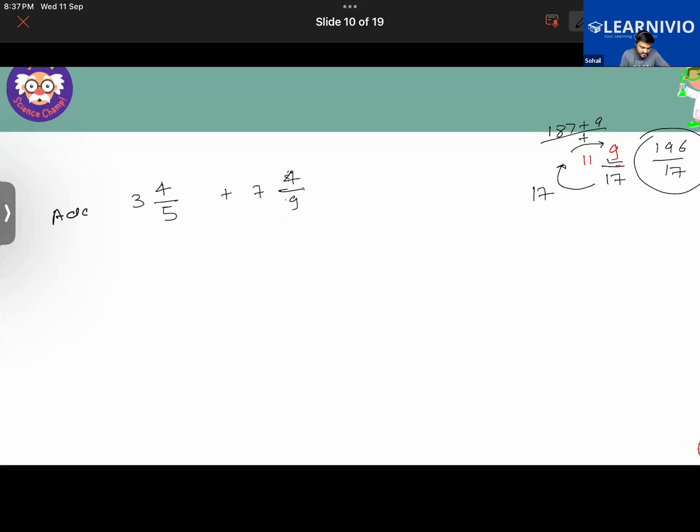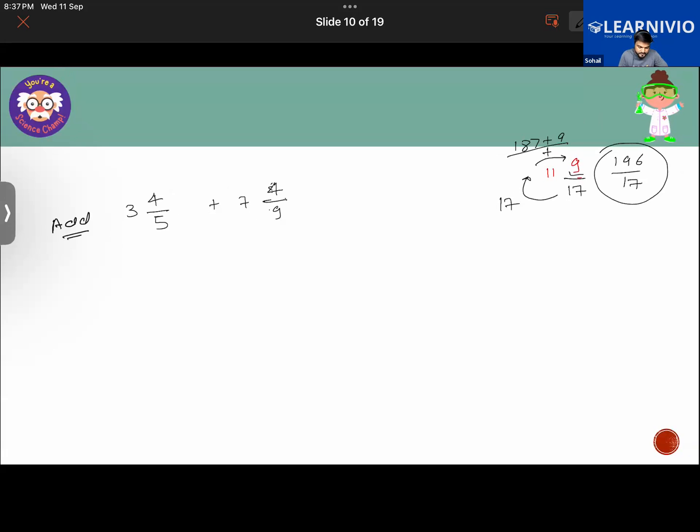So you guys add this. So you have to do that. Addition. 196, not this one. You guys have to do this one. First of all, convert them into proper fractions, and then add them. This is one simple question. First of all, convert them into proper fractions and then add them.